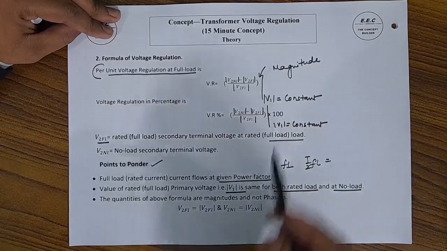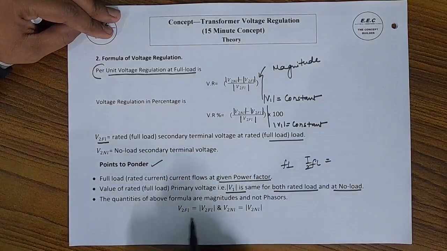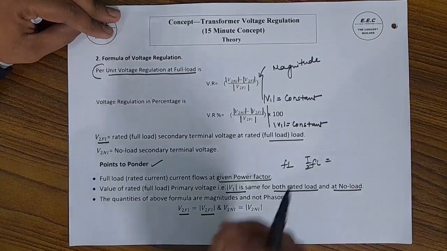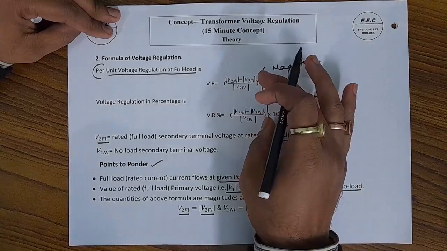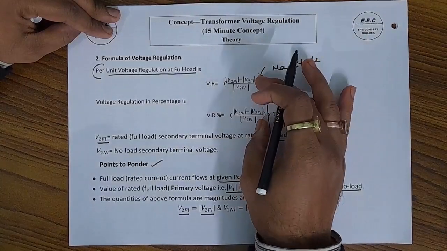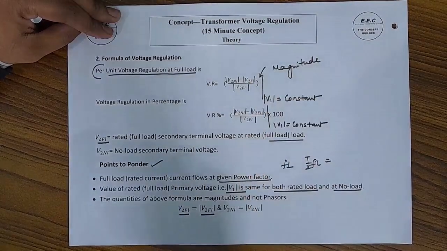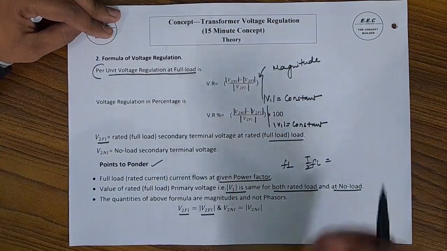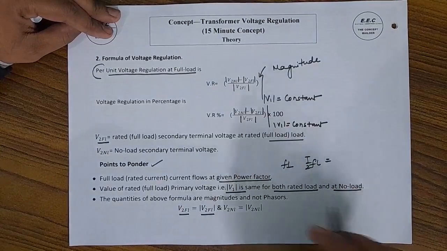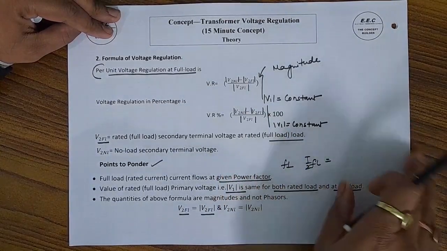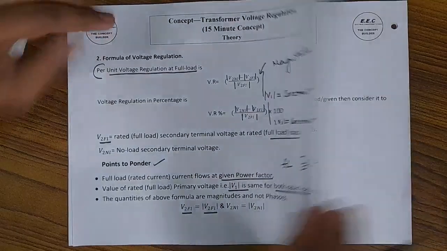The quantities in this formula, as we see, I have written specifically V2 full load is equal to modulus of V2 full load, and V2 no load is going to be the magnitude of V2 no load. So we are only using the magnitude values to derive the formula and to get the values. We are not interested in any kind of phasor values. I hope you are getting my point. These are not phasors. These are mere magnitudes which we are talking about.